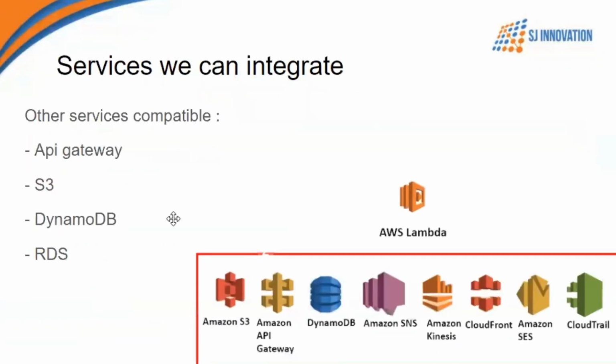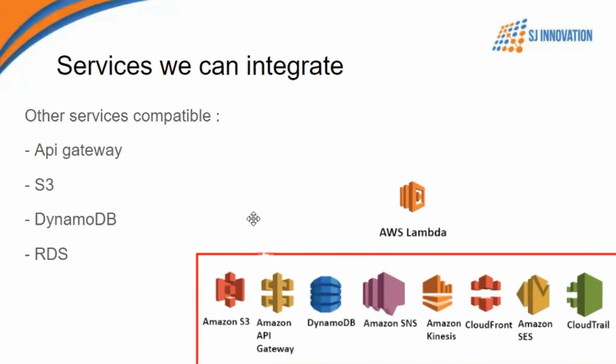The last topic is what services we can integrate with this. Regarding the trigger events, the one I did was a manual one: I just clicked on it and the Lambda got executed. But sometimes we need to automate it. So how can we do it?